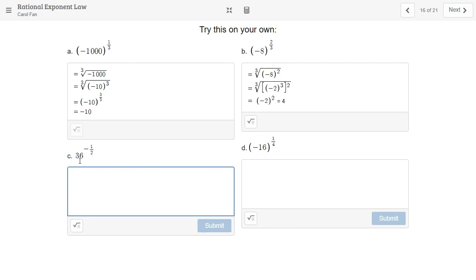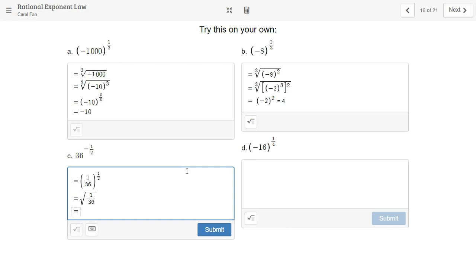Part C, 36 to the power of negative half. In order for me to make this a positive exponent, I need to take my base and flip it. So I have 1 over 36, all of it raised to the power of 1 over 2. 1 over 2 means the square root. 1 over 36. Square root of 1 is 1. Square root of 36 is 6.